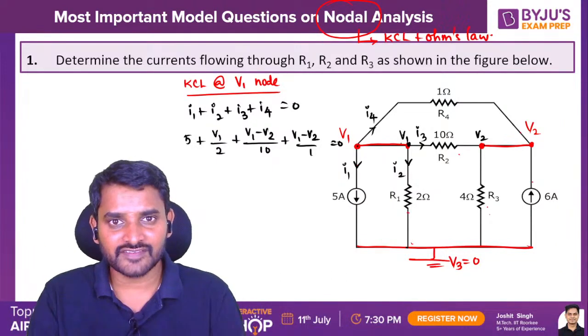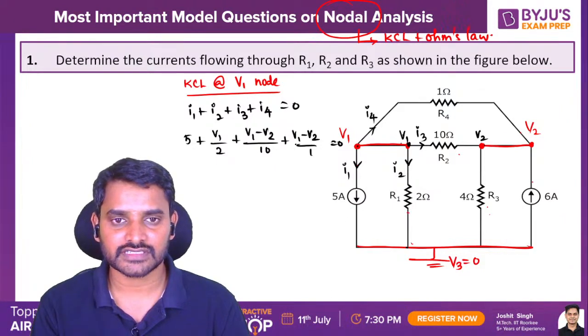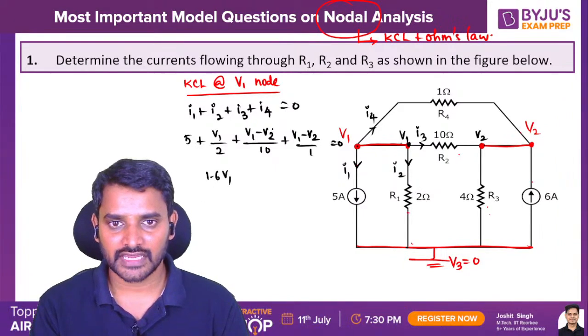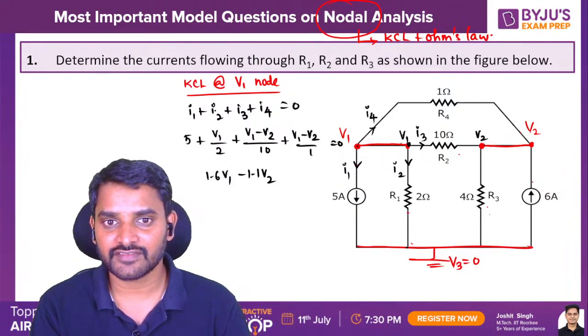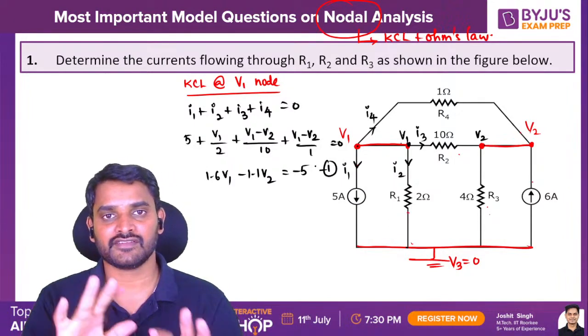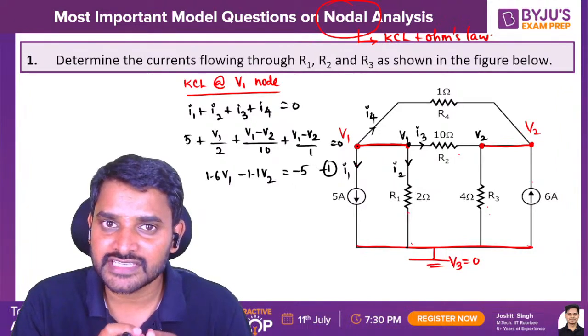Now if you separate the V1 terms and V2 terms, you will get 1 by 2 plus 1 by 10 plus 1, which is 0.5 plus 0.1 plus 1, so 1.6 V1, and minus 1 by 10 minus 1, which is minus 1.1 V2. If you send this 5 to the right side, you will get minus 5. This is equation 1 you are going to get. Everybody got this equation?